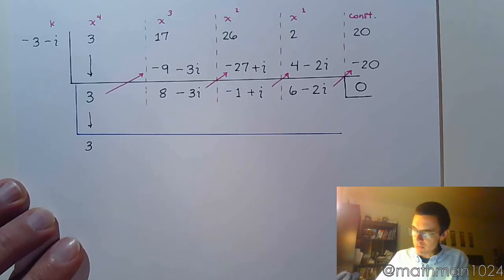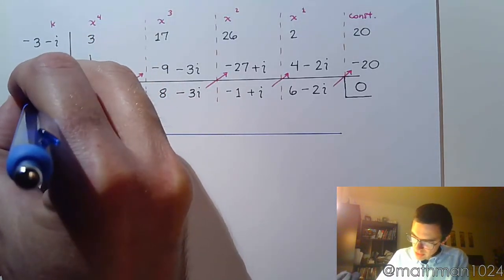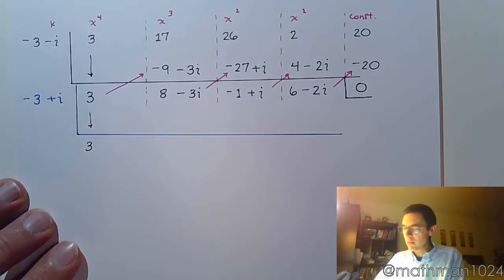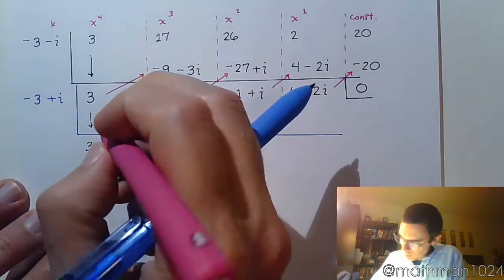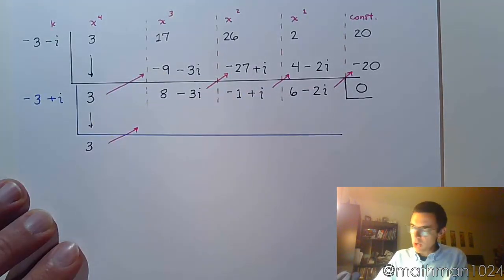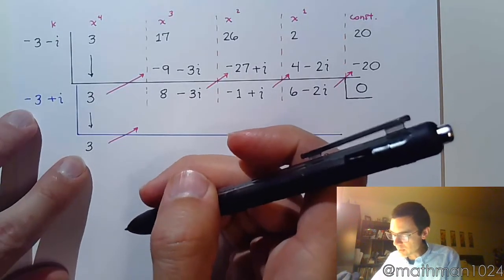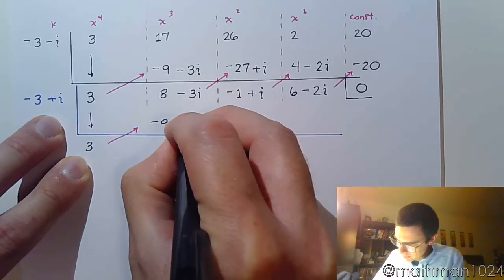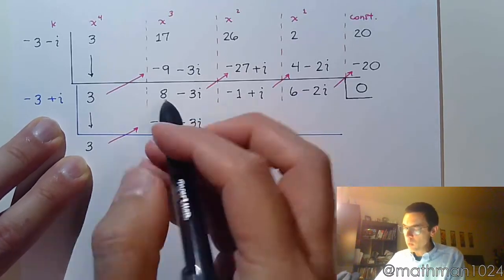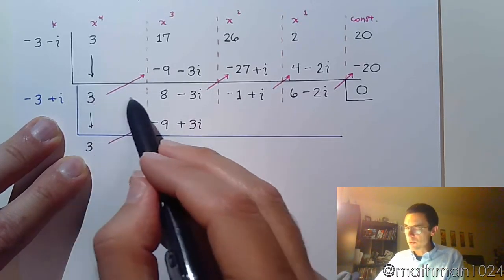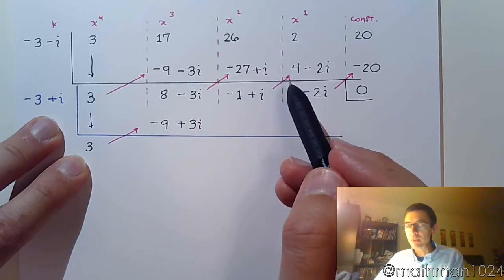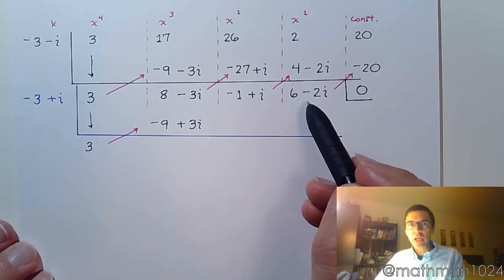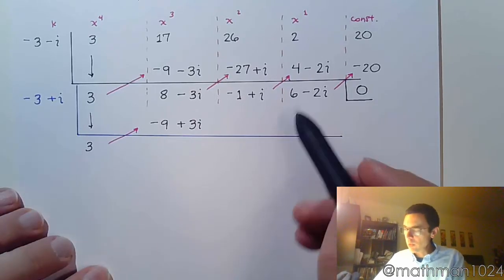And for our k value, we're going to be using the conjugate negative 3 plus I. Alright, so let's multiply. Negative 3 plus I times 3, so that's going to give me negative 9 plus 3I. And here's what you're going to find out. We took a lot of time to get this row right here, to do this first part of synthetic division. But once you use the conjugate on this reduced guy, it goes by very, very quickly. See, watch what happens here.